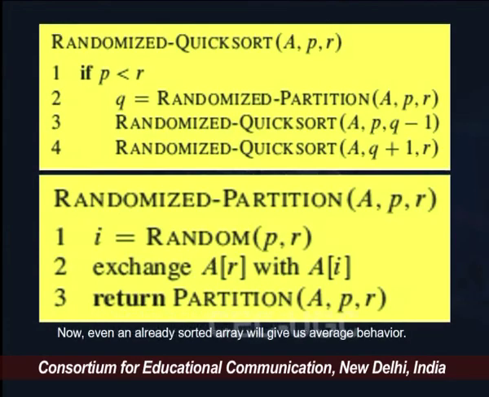Now, if we look into randomized partition, it is actually calling partition, but before calling the function partition, it gives an effect of randomization by choosing an I, which is a random index between P and R, and then A of R, which is generally our pivot, is exchanged with A of I. Now the partition will happen on A, P and R, while R has already been exchanged with I. So, even in this situation, an already sorted array is going to give us an expected behavior, or we can say average behavior.